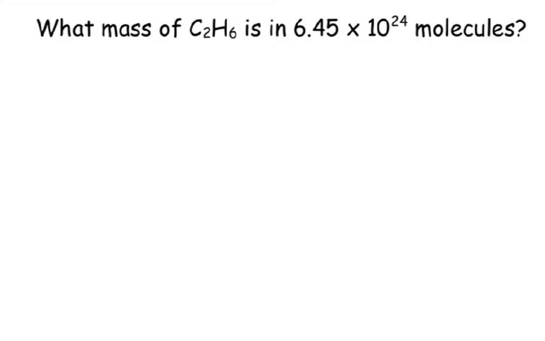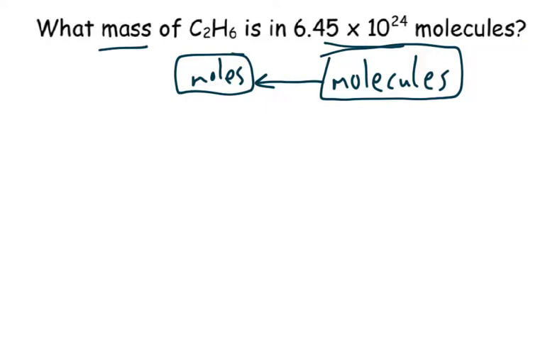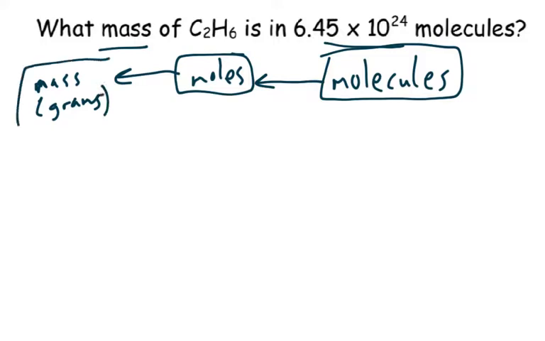All right, let's take a look at this next one. So this time we're given molecules and we want to find mass. So we're actually going backwards here. We're starting with particles. Remember, a molecule is a type of particle. So we're going to need to convert to moles. So we're going to have to divide by Avogadro's to go from molecules to moles. And then we're going to need to go from moles to mass, which is grams. And if you recall, to go backwards from moles to grams, we're going to end up multiplying by the molar mass of C2H6.